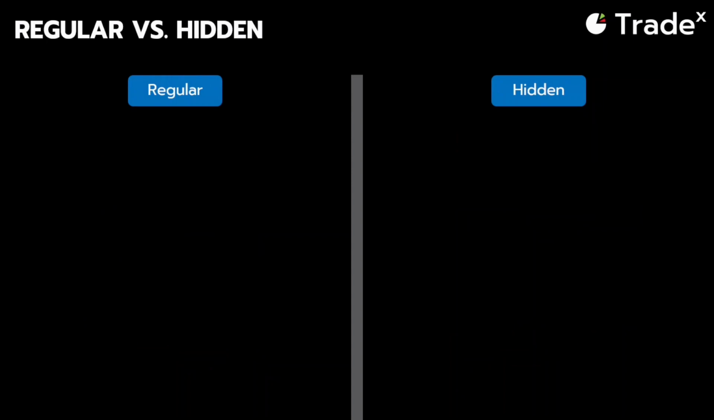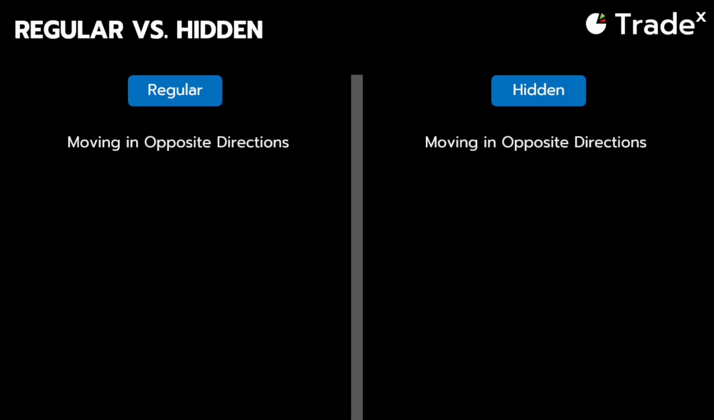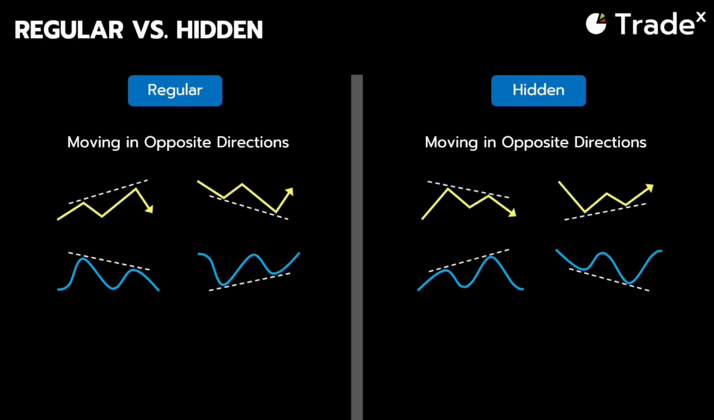Now let's dive into hidden divergence and compare it with regular divergence side by side. In both instances, the price and RSI move in opposite directions, but the key difference lies in their patterns and the signals they provide about market trends. As shown in the diagram, these patterns differ not just in shape, but also in their implications. While there's no need to memorize them right now, it's important to grasp their meaning. You can always revisit this reference later for a closer look. Later in the video, we'll explore both bullish and bearish hidden divergence in detail.